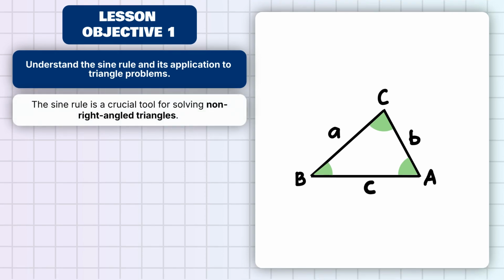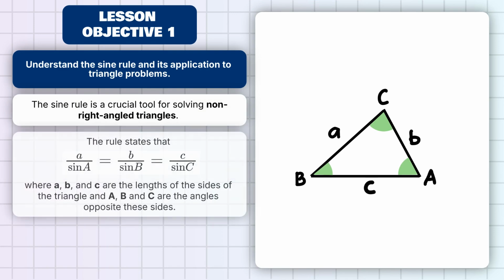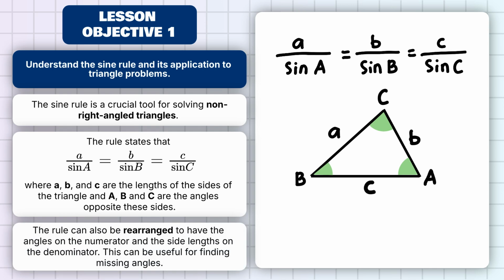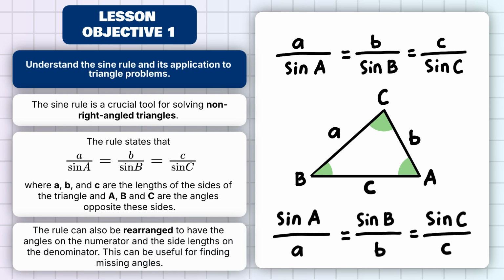The sine rule is a crucial tool for solving non-right-angled triangle problems. The rule states that a over sine A equals b over sine B equals c over sine C, where lowercase a, b, and c are the lengths of the sides of the triangle, and uppercase A, B, and C are the angles opposite these sides respectively. The rule can also be rearranged to sine A over a equals sine B over b equals sine C over c. This version of the rule is useful for finding missing angles.